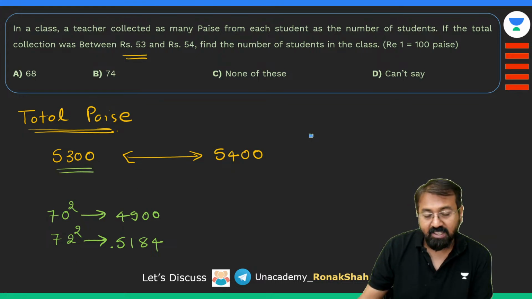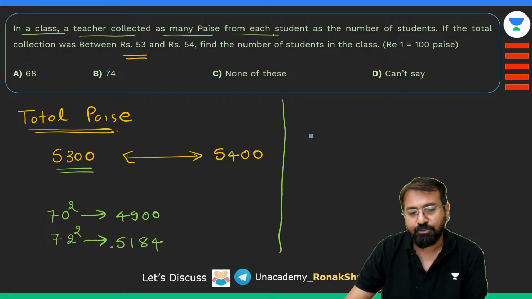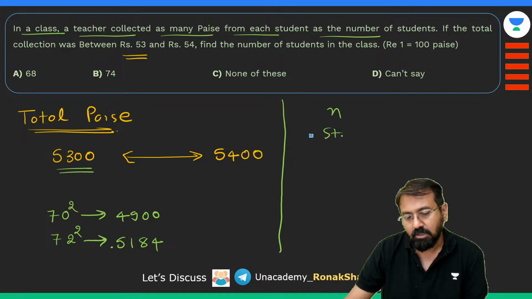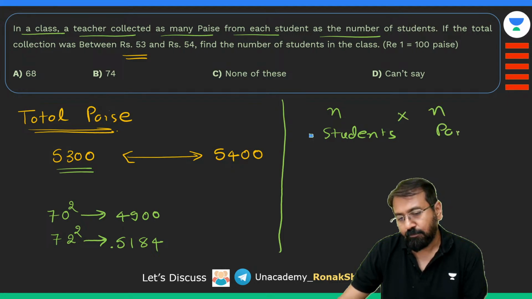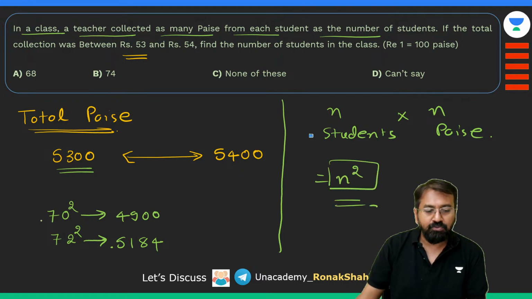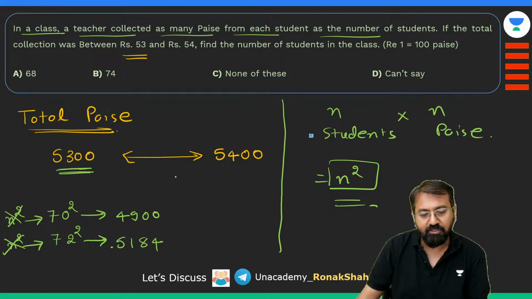See what they are saying, understand the question. In a class, a teacher collected as many paise from each student as the number of students. So guys, if there are n students, then the teacher collected n paise from each student. So the total collection should be n square, and that's why we can say it's a perfect square number. N square can't be 72 square because it has to be between 5300 and 5400. So you will realize n square has to be 73 square.